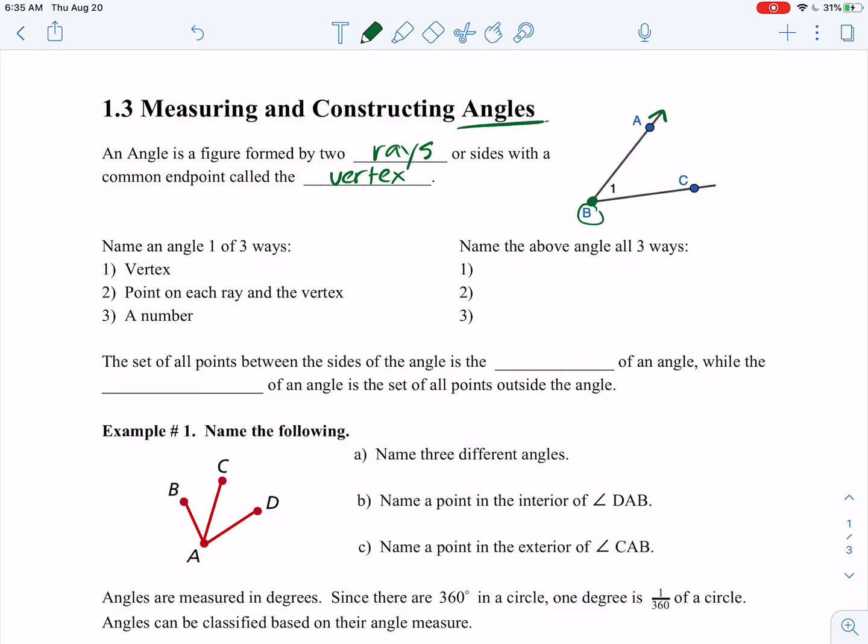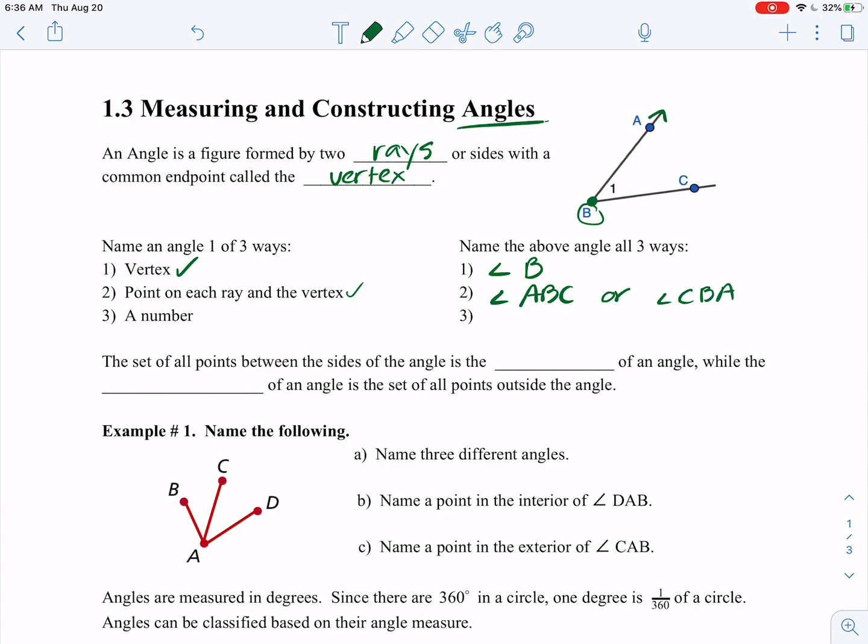There's three ways to name an angle, just like there's multiple ways to name a line, multiple ways to name a plane, three ways to name an angle. The first is by the point that is the vertex. So we would say angle, our symbol that looks like an angle, angle B. We could also use a point on each ray and the vertex. This is going to be helpful when we have multiple angles in one figure. So we would say angle ABC, ABC. Just notice, please, that B is always in the middle because that's your vertex, or CBA.